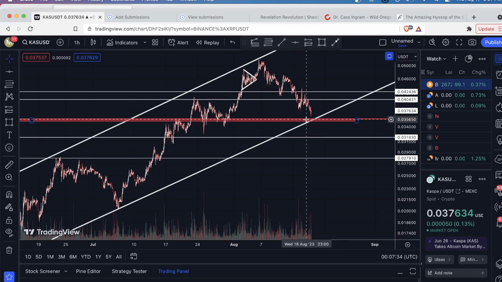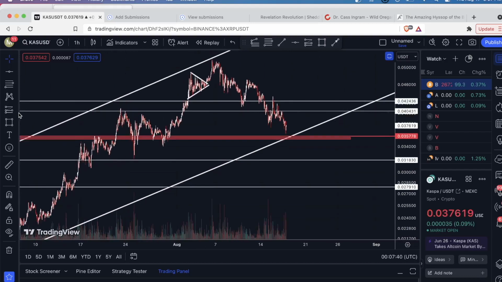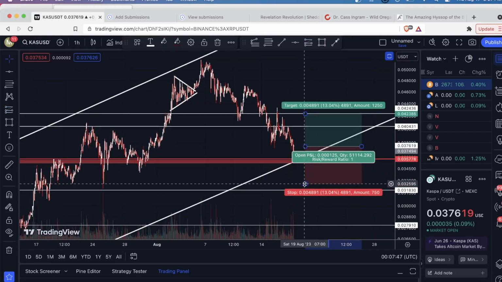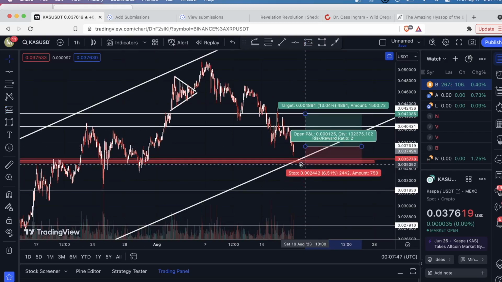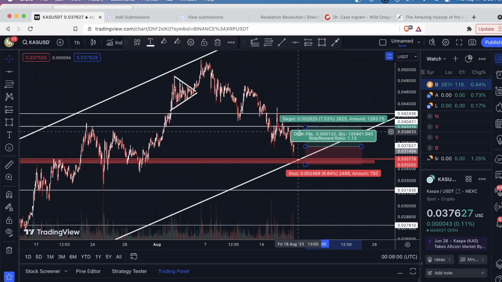a tight stop. And the region I would target would be the first level of resistance you're going to see is going to be right here. Let's see what that looks like. If I entered right now, where we are here, I'd have to place my stop loss right here below. And the first level I would target would only give me slightly above a 1-to-1 risk reward ratio. So 1 to 1.13, not really ideal.